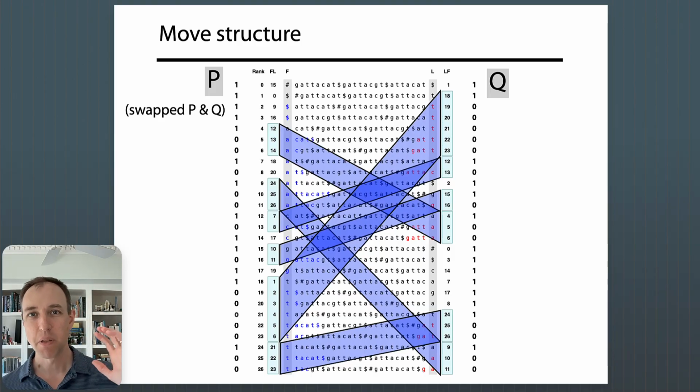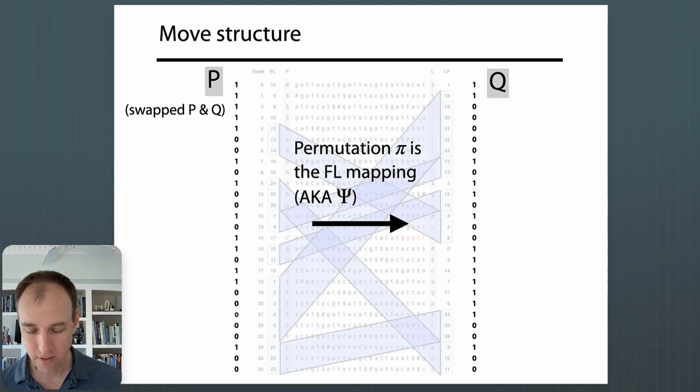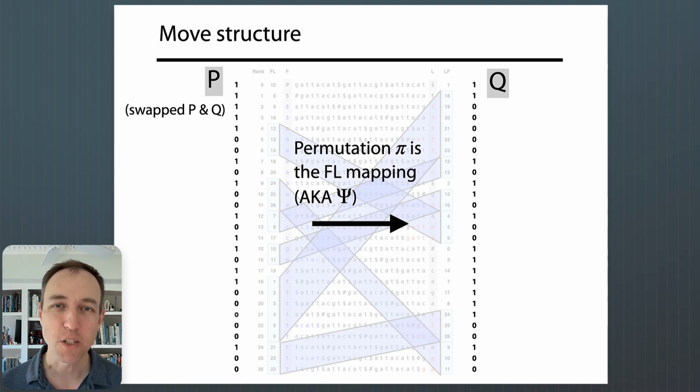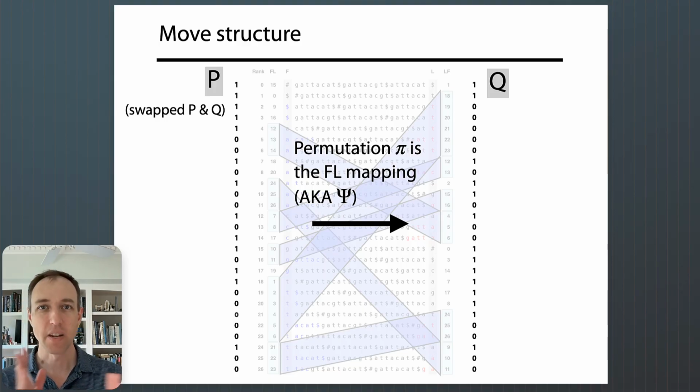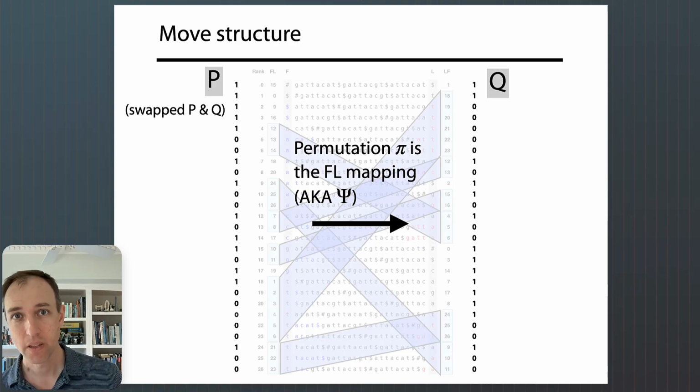And so if I build a move structure out of these bit vectors, I'll get the permutation the other way. Whereas my original choice of P and Q meant that when I built the move structure, I was going to get the permutation to be LF, now that I've inverted the sense of P and Q, when I build the move structure, the permutation will be FL. So it'll be the opposite.